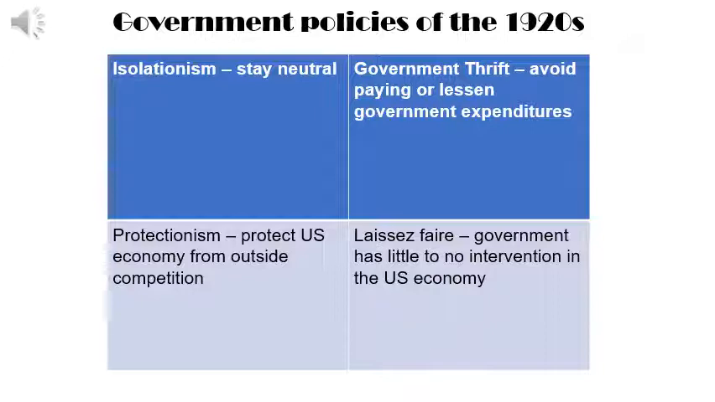The government policies of the 1920s focused on isolationism, where the United States would stay neutral on international affairs, protectionism, where we wanted to protect the US economy from outside competition. We did this through governmental thrift programs to lessen the government expenditures for the same services and products, and also through the laissez-faire economic policies, where the government had little to no intervention in the US economy, preferring that the United States be run as a business.